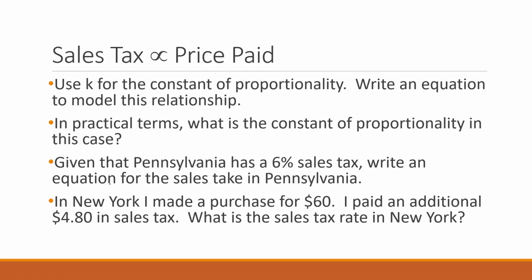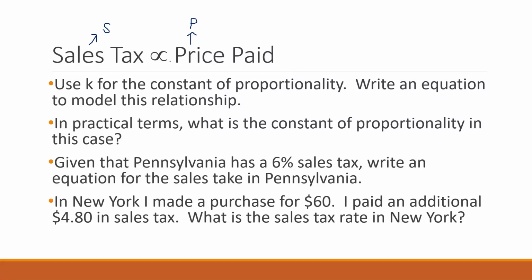When I am taking something that is given to me in words, I want the words and the algebra to mimic each other 100%. And so we have to assign letters, and we're told here to use K for the constant of proportionality. So I'm going to say sales tax gets the letter S, and I have "is proportional to," and price paid is going to get the letter P for price.